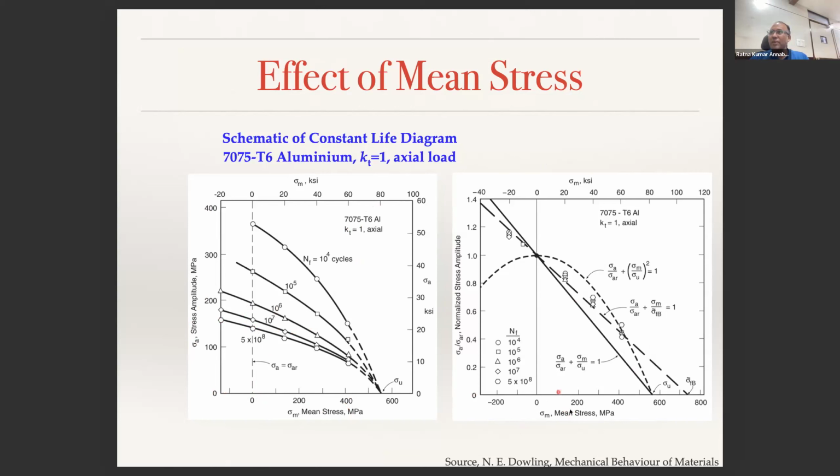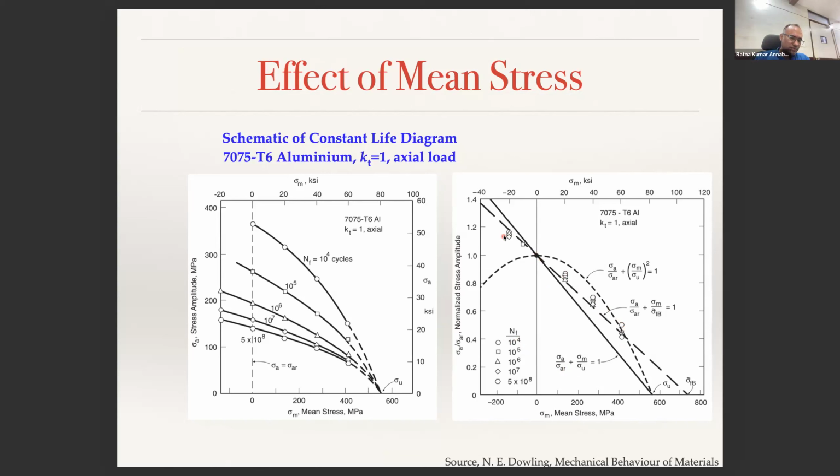Now, if I normalize my mean stress and stress amplitude with respect to the corresponding ultimate strength, so ultimate strength is this, and sigma AR is the stress amplitude for failure at that number of cycles with zero mean stress. That point has come out to be this one. So then these are the data points. The data points collapse.